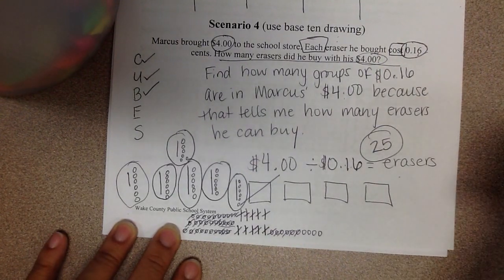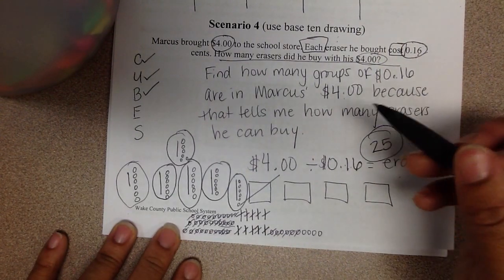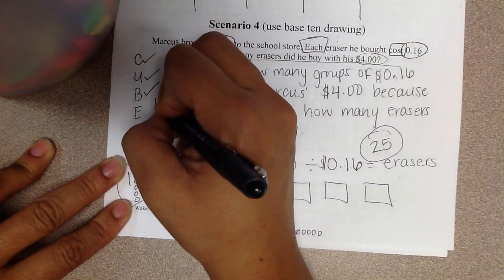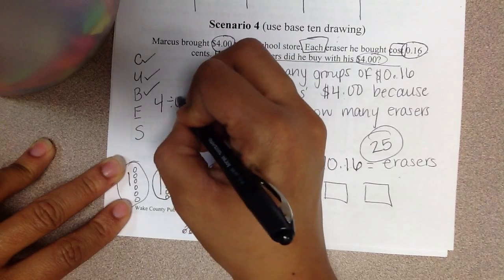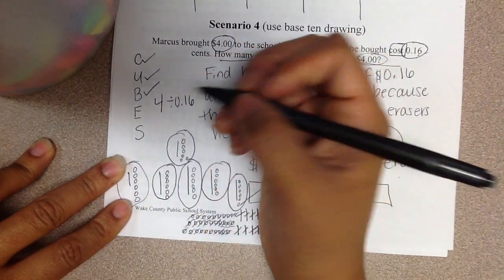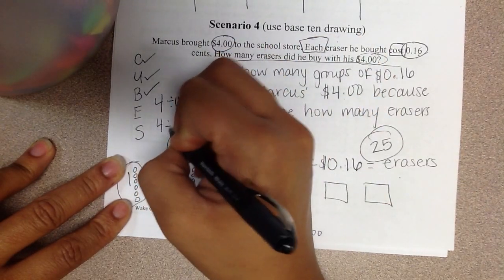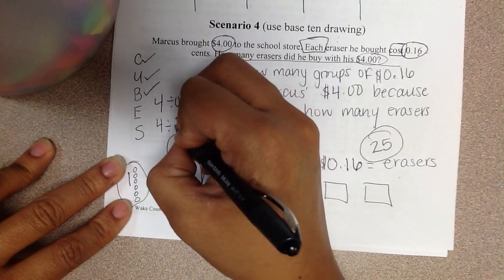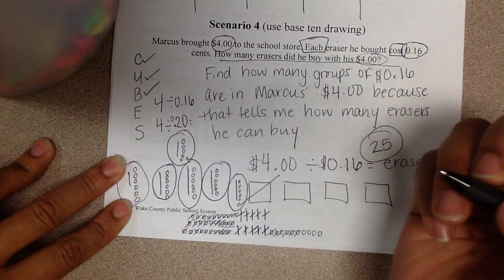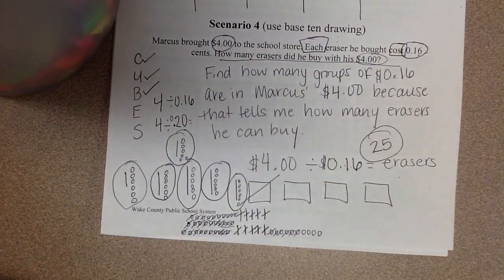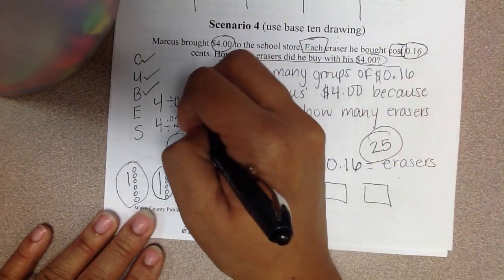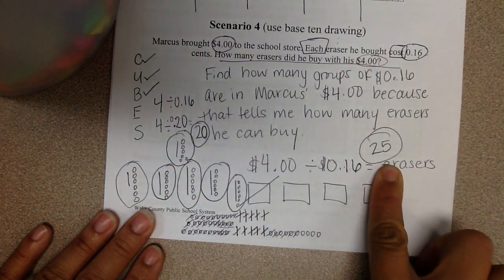Now what I realized is I've skipped a step. I solved it, I made my horizontal equation, but I forgot to estimate. So if I'm thinking 4 divided by 16 hundredths, that's really similar to 4 divided by 20 hundredths, or 2/10. And I know that if I take 4 and divide it by 2/10, that equals 20. Okay, so 20 and 25 are pretty close.